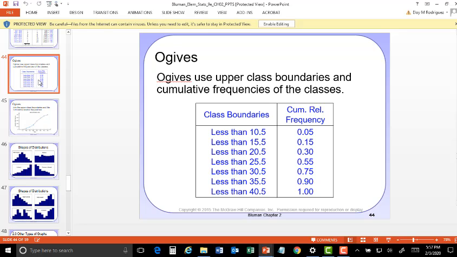Okay, and then this is an Ogive. It's cumulative. So it's adding that to what it was before. I think it was 0.10. So now we have 0.15, and that'll be added to 0.15, 0.3. You see, it's just adding up. So let's show you this.